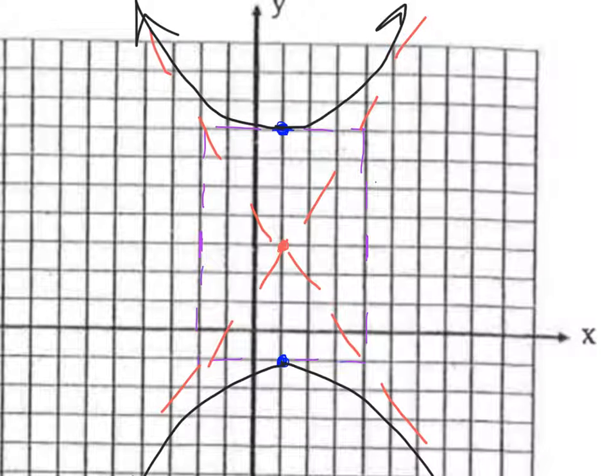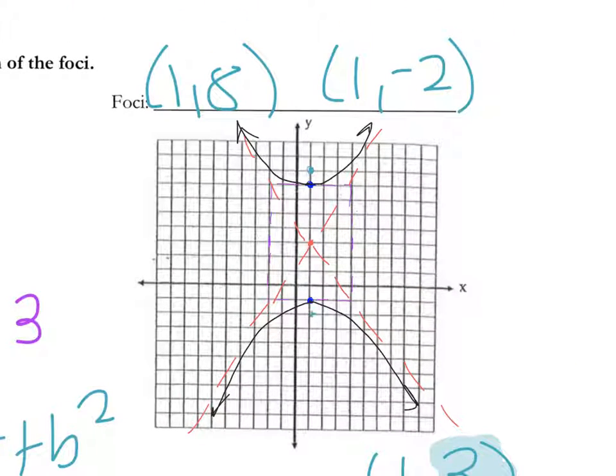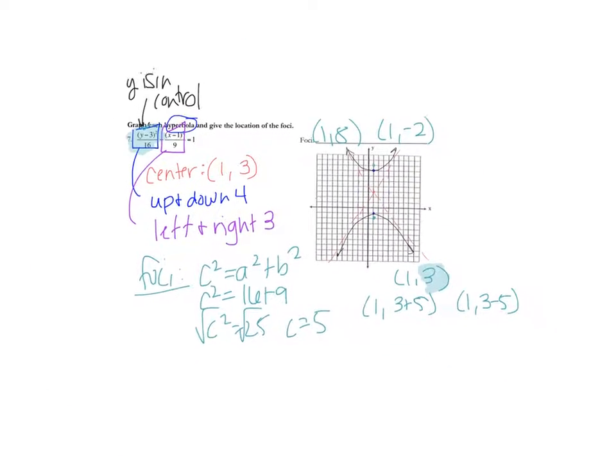So over 1, up 8. 1, 2, 3, 4, 5, 6, 7, 8. That's just inside the vertex, and then over 1, down 2, again, just inside the vertex, 1 away. So that tells you, since it's the same distance, that we got the right coordinates there.